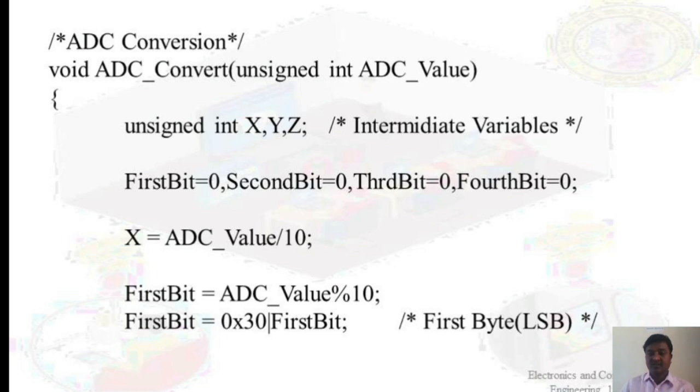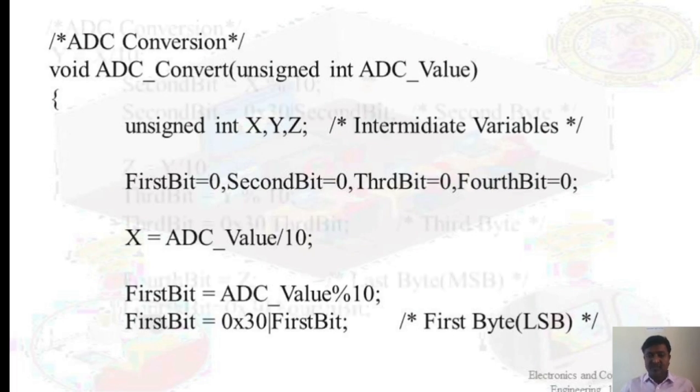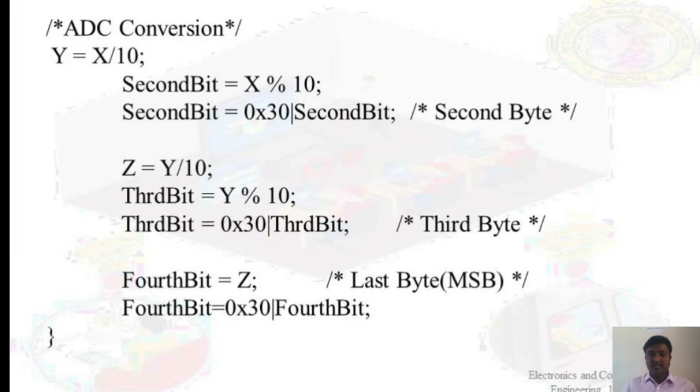First, we initialize all the values, first bit, second bit, third bit, fourth bit, to 0. Here x equal to ADC underscore value divided by 10. First bit is ADC underscore value percentage sign, that is modulus. After that we are ORing, that is converting the hex value. We are adding 0x30 to the first bit value to convert it. Similarly we are converting the second bit, third bit and fourth bit. These 4-bit values will be displayed as hex numbers.